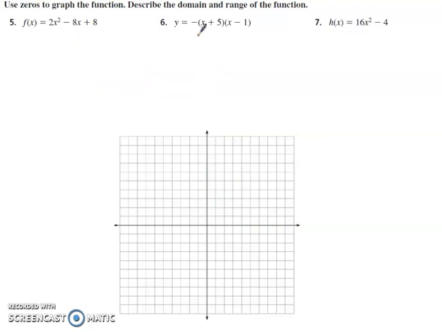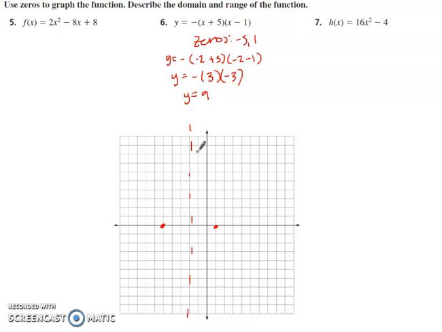In number 6, my zeros are negative 5 and positive 1. So positive 1 and then negative 5 would be here, which means that my vertex must lie on the point directly in the middle, which would be negative 2. So to determine where the vertex is, I plug in a negative 2. So y is equal to negative 3 times negative 3, or 9. So my vertex is here, and my graph is going to look like this.